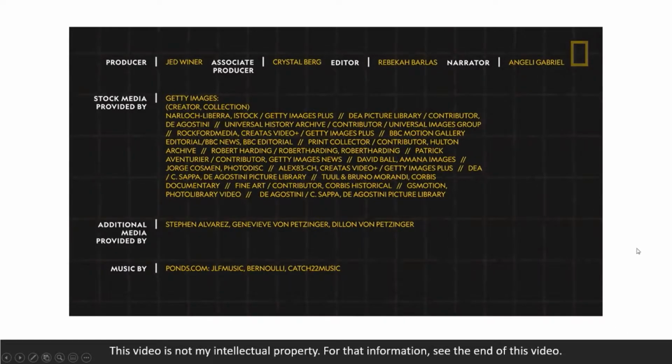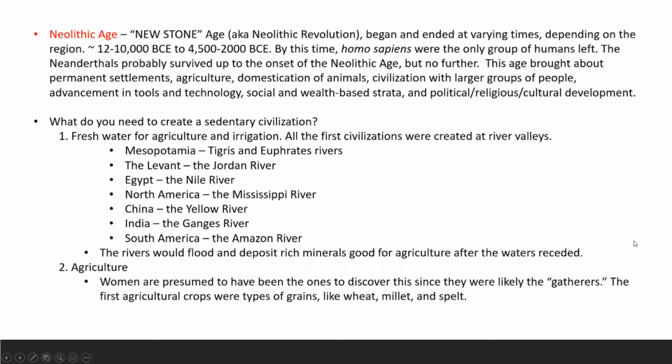Now, pretty cool, right? Now, let's go on into the Neolithic Age. Of course, two Greek words: neo means new and lithos means stone. We also can call this the Neolithic Revolution because, honestly, it is a revolution, going from pre-modern humans to the genus Homo to modern humanity, Homo sapiens. It began and ended at varying times, again, depending on the region. So generally, people agree between 10,000 and 9000 BCE to about 3500 BCE.